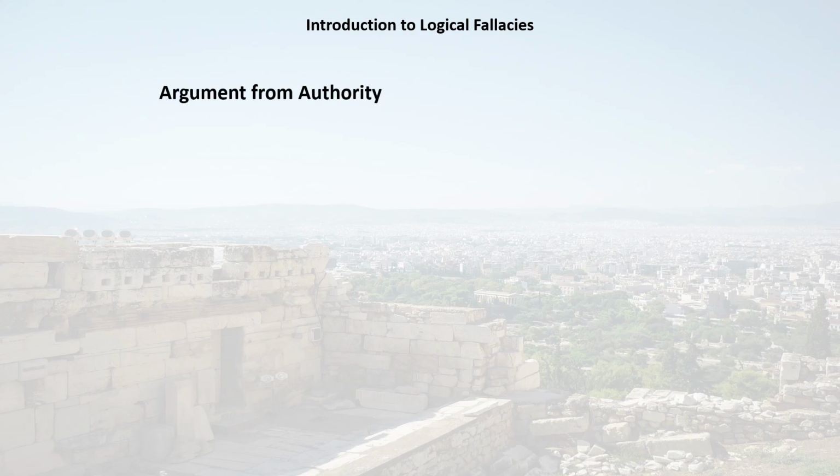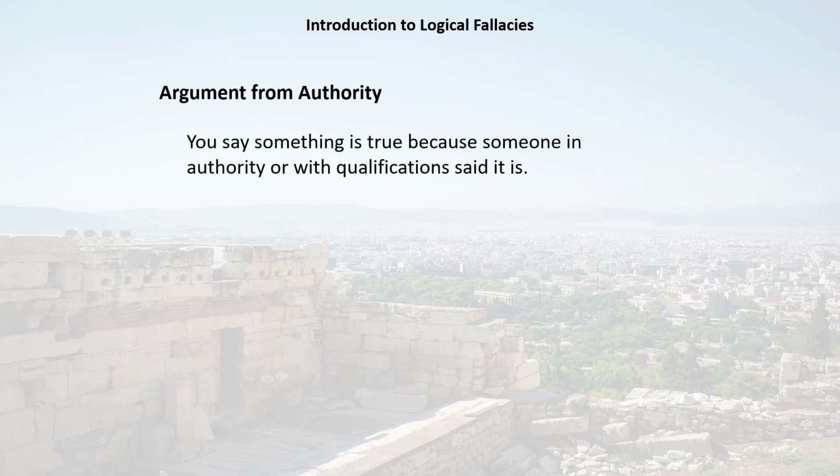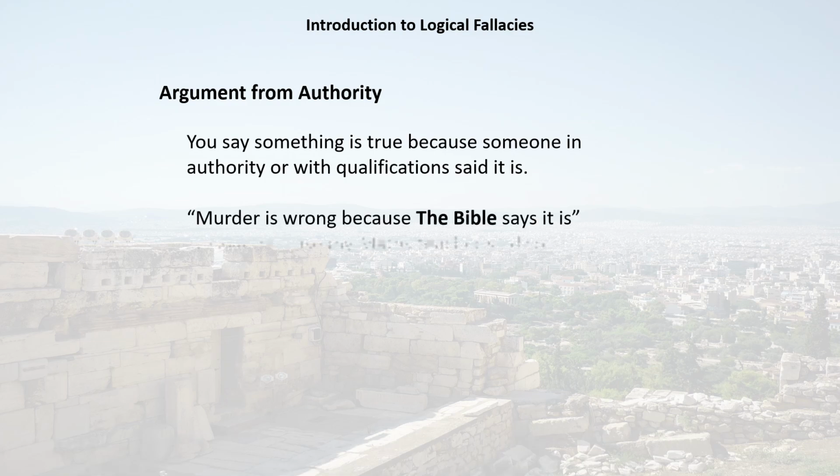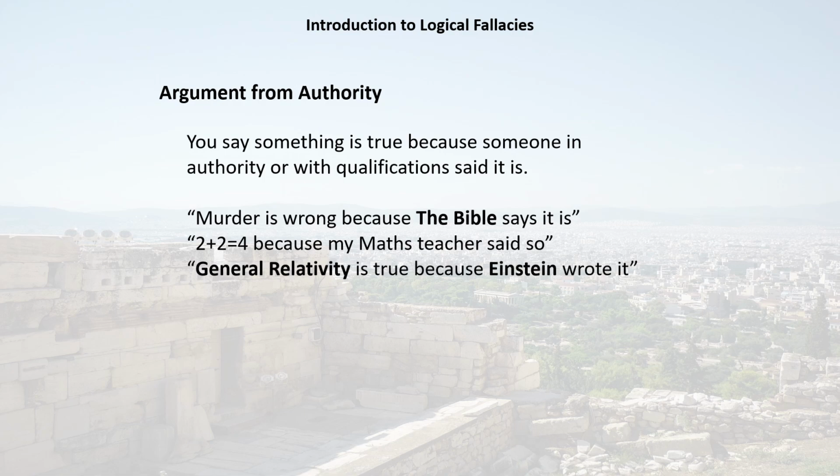Then it's just distraction. Next example is an argument from authority. You say something is true because someone in authority or with qualifications said it is. For example, murder is wrong because the Bible says it is. 2 + 2 = 4 because my maths teacher said so. General relativity is true because Einstein wrote it. So again, it doesn't matter who says something, it's either true or false based on the reason and the evidence. There are a wide variety of logical fallacies, and I plan to make videos on most of them.